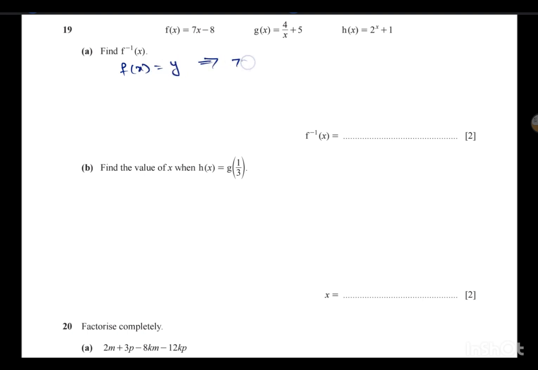So 7x minus 8 is equal to y. Isolating x, so first bring 8, so y plus 8 it will be. Then next keep x onto the left hand side and bring 7, so it will be y plus 8 by 7. So just replace y with x for f inverse of x. f inverse of x is equal to x plus 8 by 7.